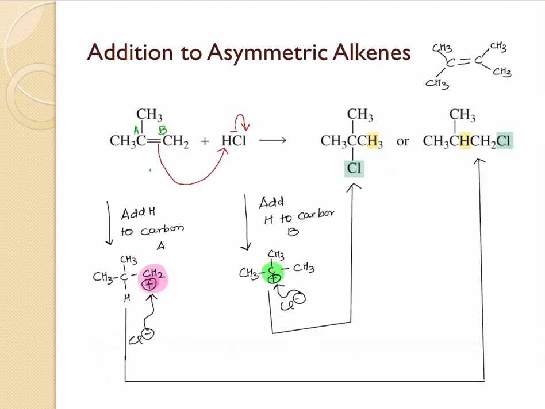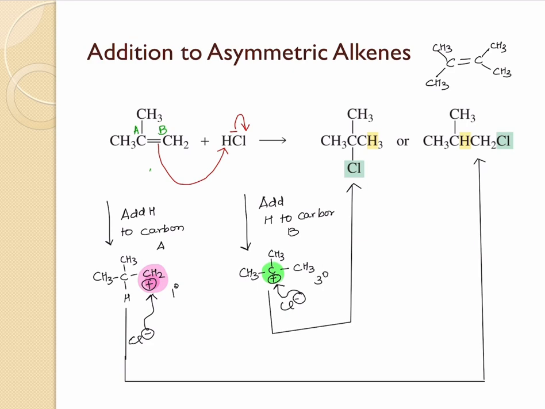Let us now go back to our problem and identify which one is going to be the major product. When the hydrogen has been added to the carbon A, a primary carbocation has been obtained. So this is the primary carbocation. Whereas when the hydrogen has been added to B, it leads to the formation of a tertiary carbocation.